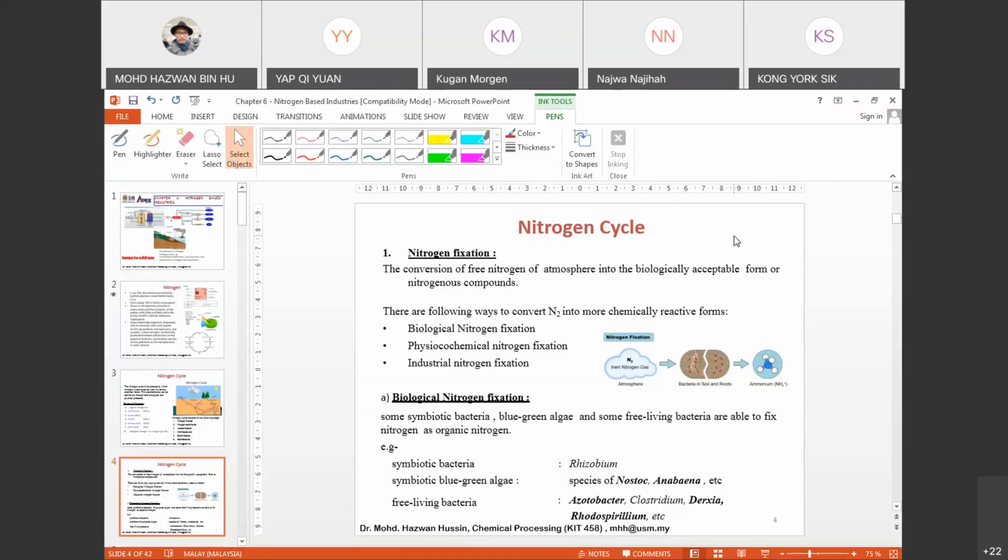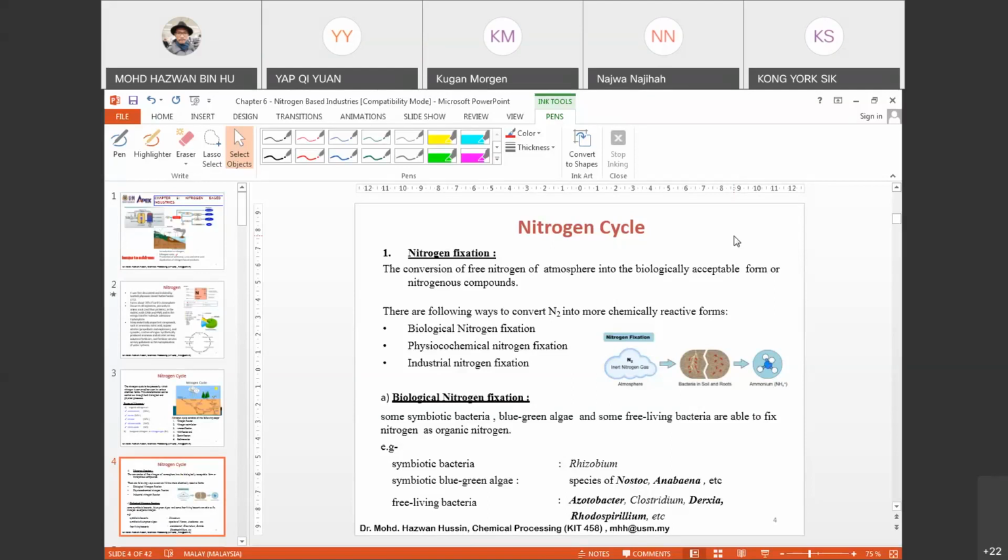All right. So basically, when you have nitrogen gas in the atmosphere, the bacteria in soil and also in roots will convert, or actually digest, this to form ammonium. This process is known as biological nitrogen fixation. Some symbiotic bacteria, blue-green algae, and some free-living bacteria are able to fix nitrogen as organic nitrogen.